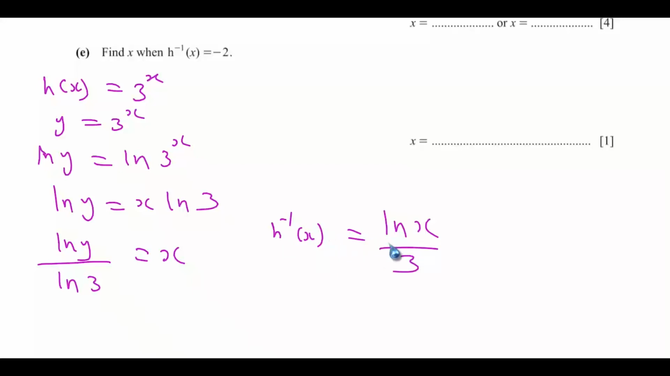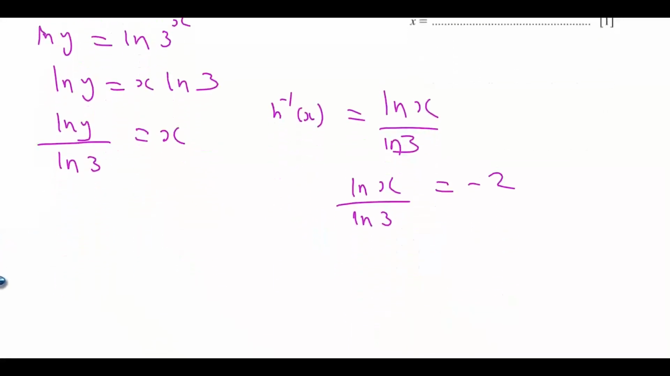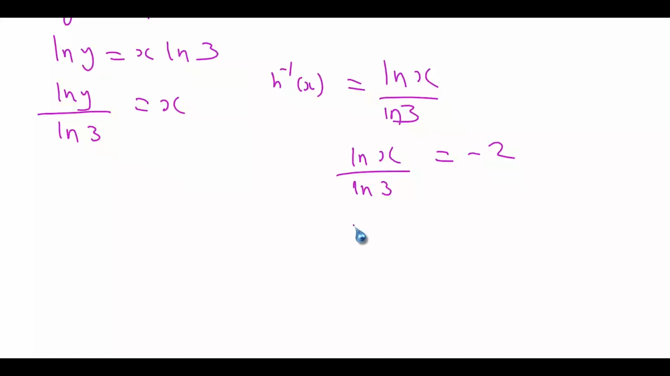So this is h inverse, but we are told that this h inverse is equal to negative 2. So I can say that ln x over ln 3 equals negative 2. If I cross multiply, you see that I have ln x equals minus 2 ln 3. So I can bring minus 2 up here. That will be ln x equals ln 3 to the power of negative 2.